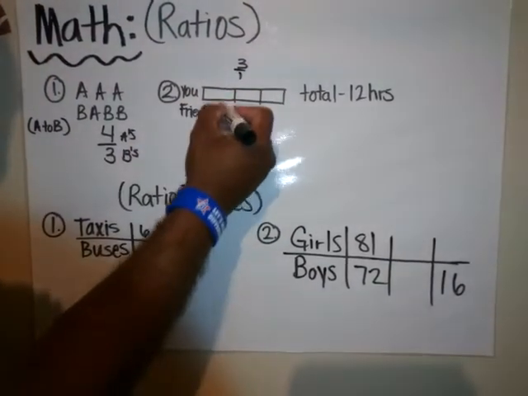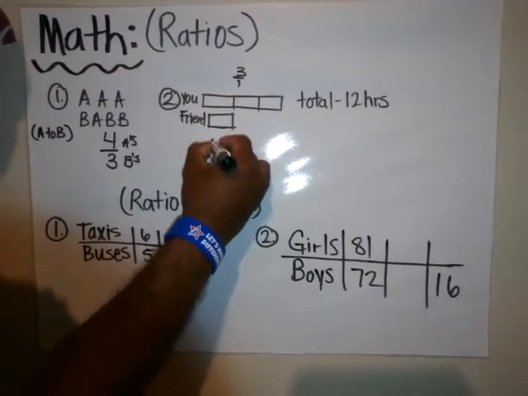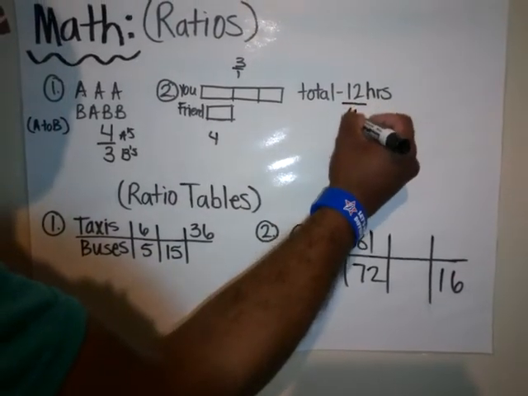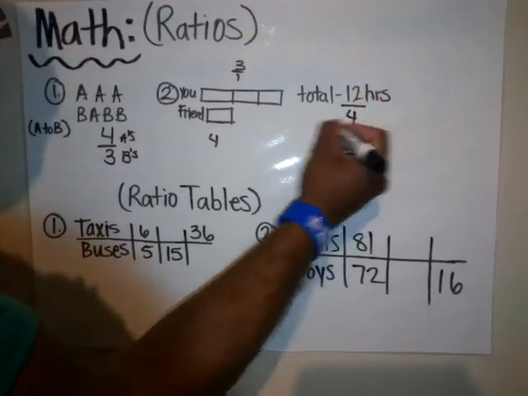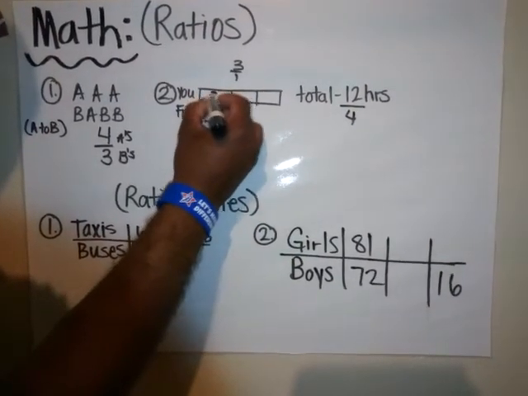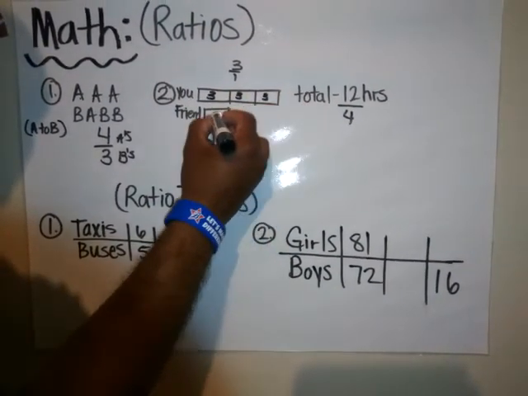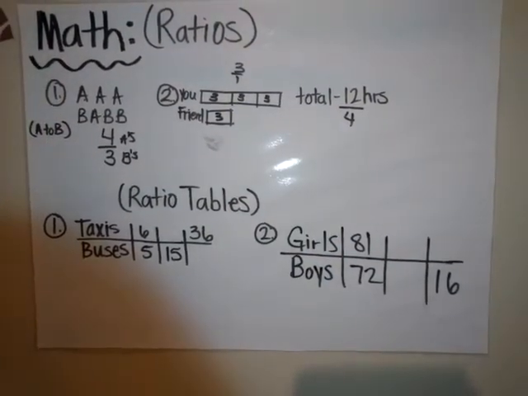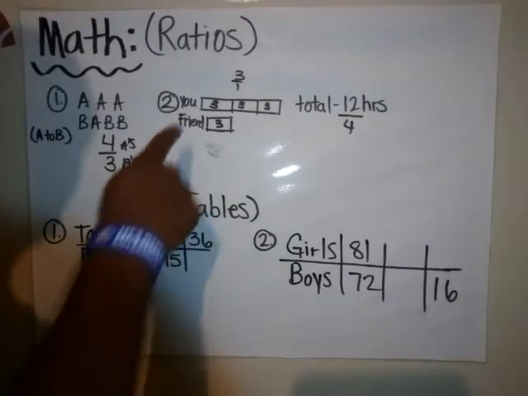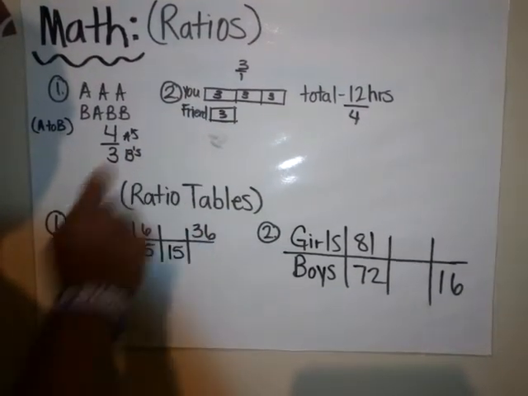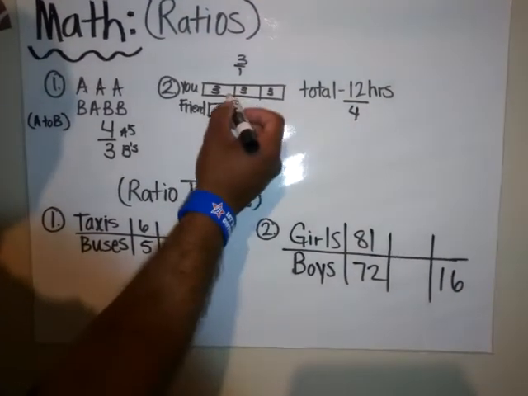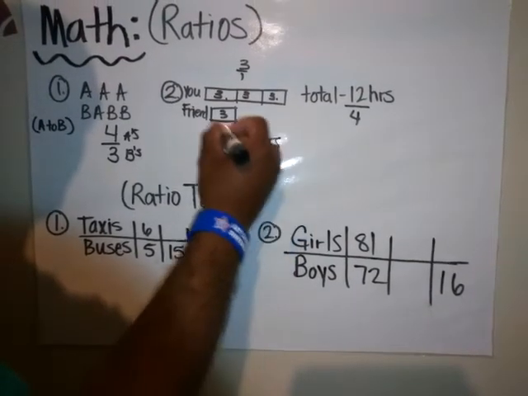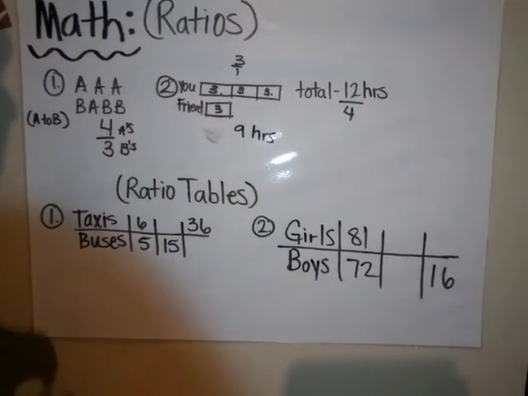Well, you add all segments. 3 plus 1 is 4. You divide the total by the total amount of segments, which is 4 here. So now we have 12 divided by 4 is 3. So each segment is represented by 3 hours. Our total was 12 hours. The directions for this is to find how many hours you work versus your friend. So now you can identify you work 3, 6, 9 hours. You work 9 hours. Your friend only works 3 hours.